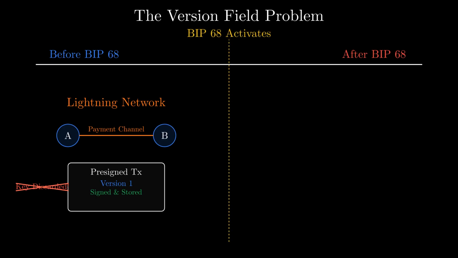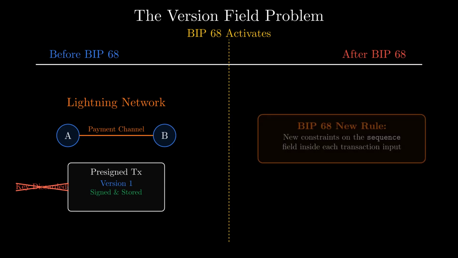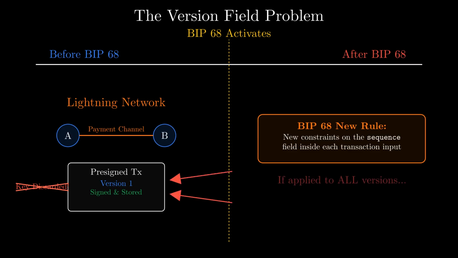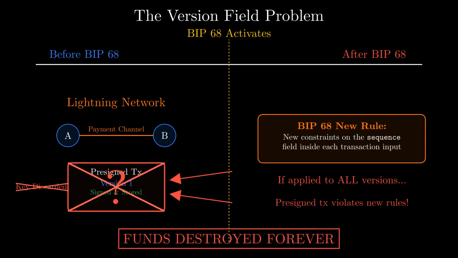Consider the consensus upgrade, BIP68. A BIP is a Bitcoin improvement proposal, a formal design document proposing changes to Bitcoin. BIP68 adds new constraints to the sequence field inside each transaction input. If BIP68 applied to all existing transactions, those pre-signed transactions sitting in Lightning channels could suddenly violate the new rules. They become invalid, the funds will be permanently destroyed, and nobody holds the keys to sign a replacement.